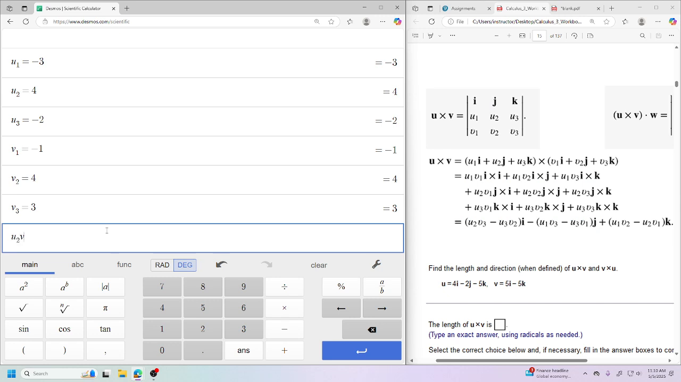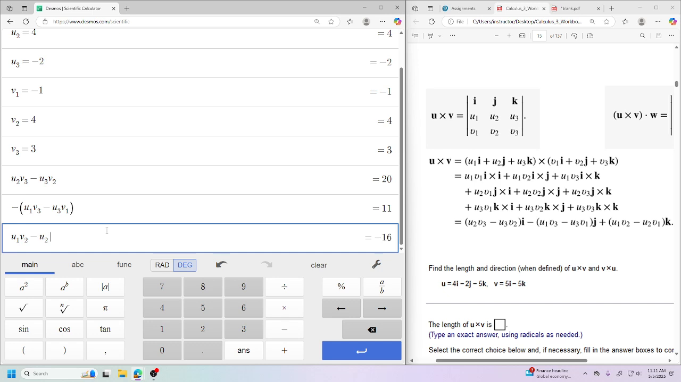So I got U2 V3 minus U3 V2. And then I've got negative U1 V3 minus U3 V1. Notice the negative in the front, very important. And then U1 V2 minus U2 V1. And there's your cross product, you're done. Cool.